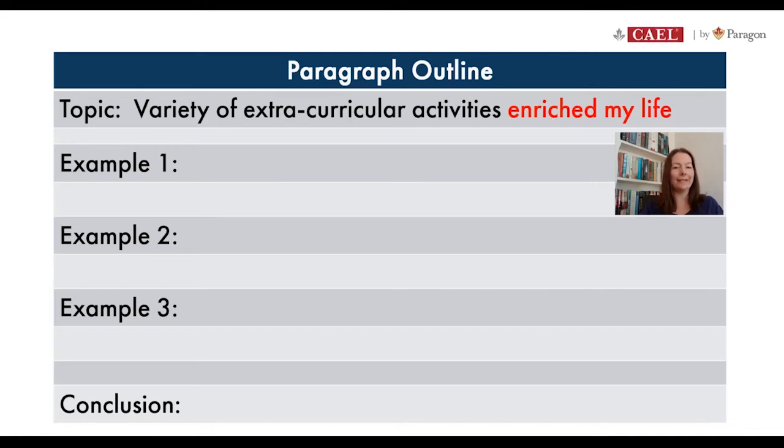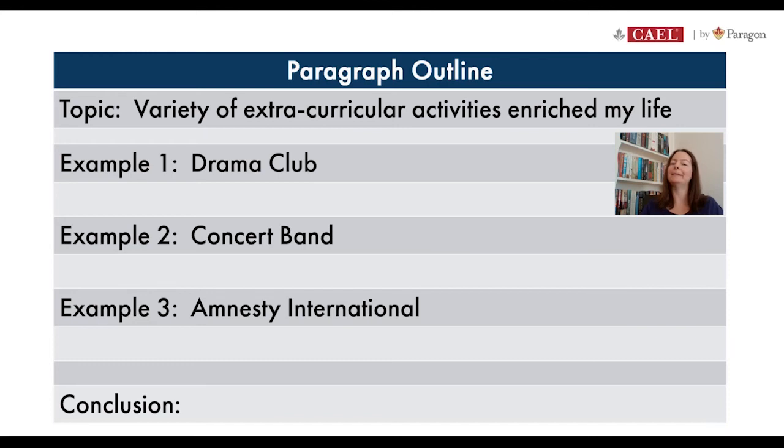So I added in red there for my topic, those words enriched my life, and that's going to keep me on task as I generate my ideas. So the first thing I'll do is I'm going to think of 3 different clubs I belong to. If this were a test situation and you couldn't think of 3, you might actually have to make them up. All right, so keep that in mind. Hopefully you have enough ideas based on your own experience that you can speak from real experience because it's easier to write about. But I'm going to list drama club, concert band, and Amnesty International.